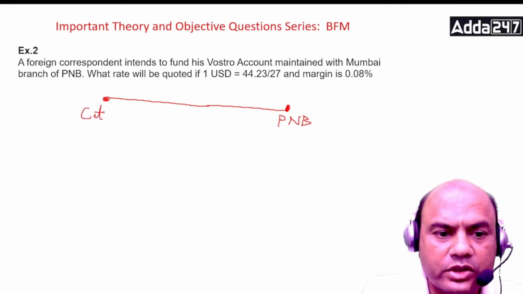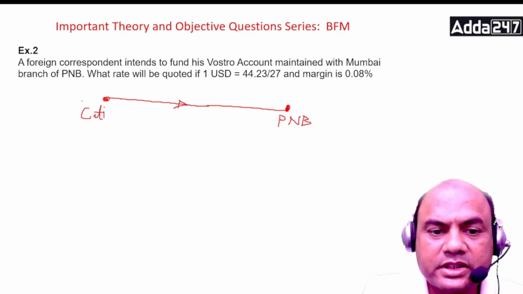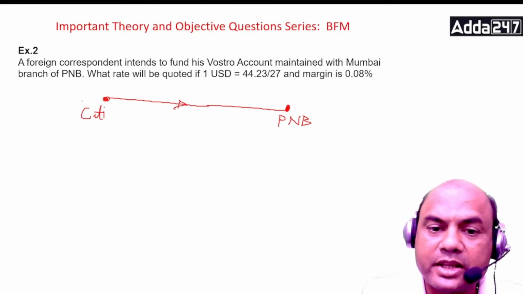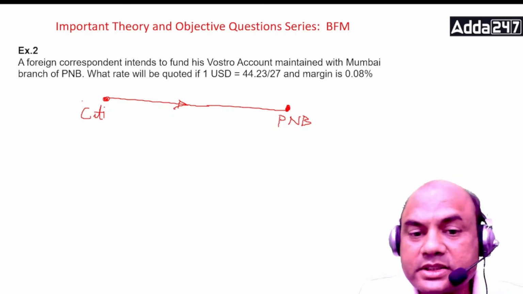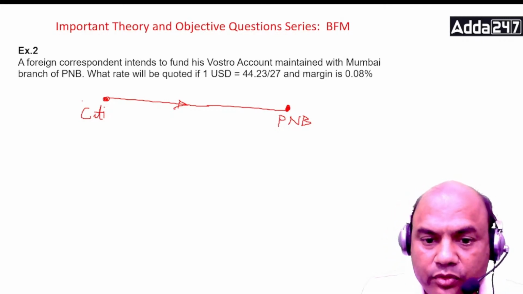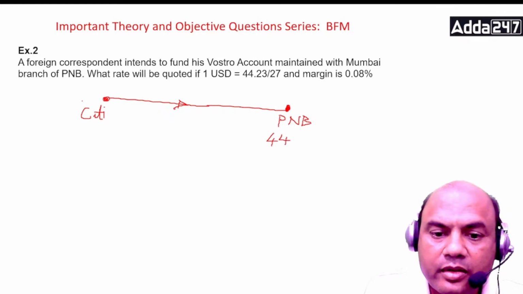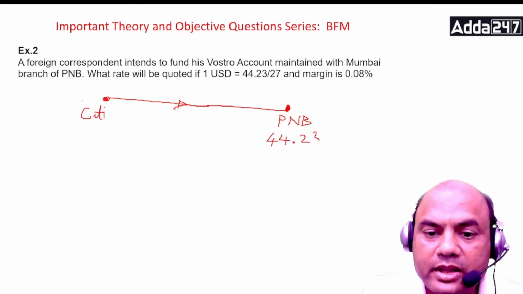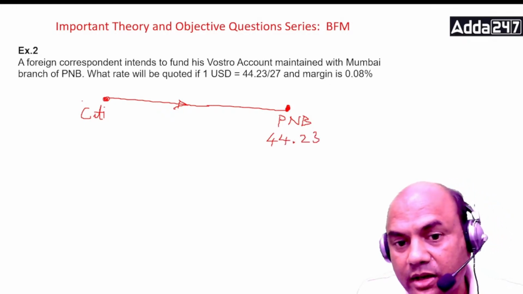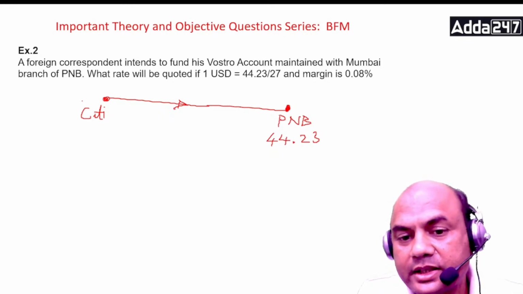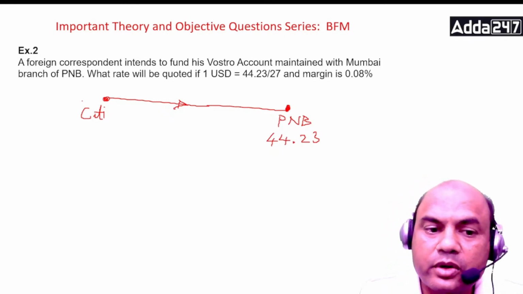Citibank wants to fund this account. Once it wants to fund this account, it means dollars are coming in, so it will be the buying rate: 44.23. That will be the rate. See here, buying, as I already told you in the earlier problem: left side is buying, right side is selling. So 44.23 is my rate.